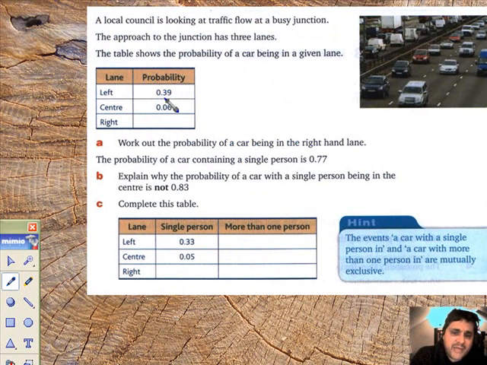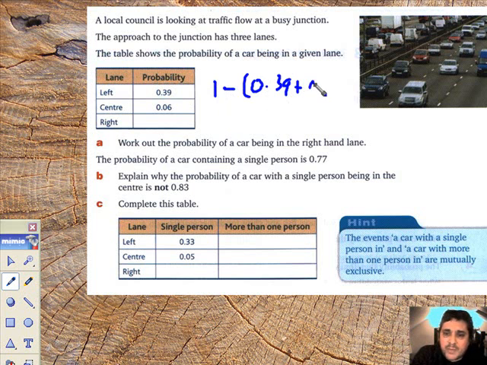Well, you're going to be in either that one, or that one, or that one. These events are mutually exclusive. You can't be in the left lane and in the centre lane fully at the same time. Therefore I can say 1 take away the probability of being on my left and the probability of being in the centre, which is 1 take away 0.45 gives me 0.55. So the probability of being in the right hand lane is 0.55. Put the answer there as well. Alright, very easy. Next bit.